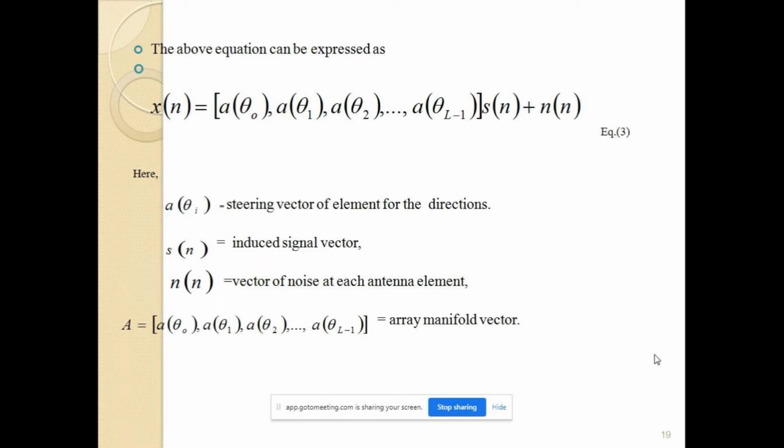So for each incoming signal and for each interference, we have a steering vector. For example, with m antennas and L signals, m into L steering vectors are there, along with the desired signal plus noise. Noise is usually considered as additive Gaussian noise for most applications, but there are also colored noises in a communication system.